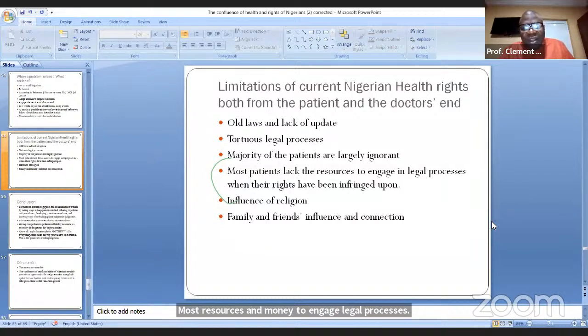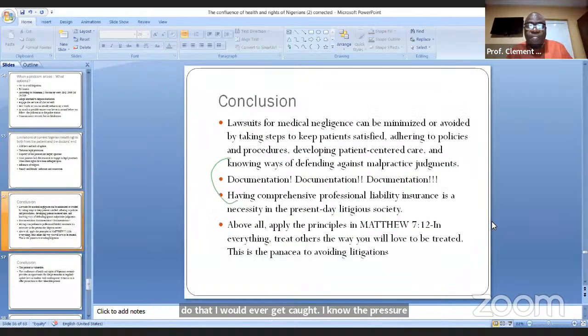Number 5, influence of religion. Your pastor can tell you no. The man is a Christian, you are a Christian. Don't sue your fellow brother and all that. If you have a very strong religion, you go and meet the pastor, say you want to sue your Christian brother, and you can stop there. Of course, family and friends, similar. They say we are family, we have been friends from the village. Now you want to carry us go to court and all that. Of course, people come and put pressure on you, begging you not to go to court.